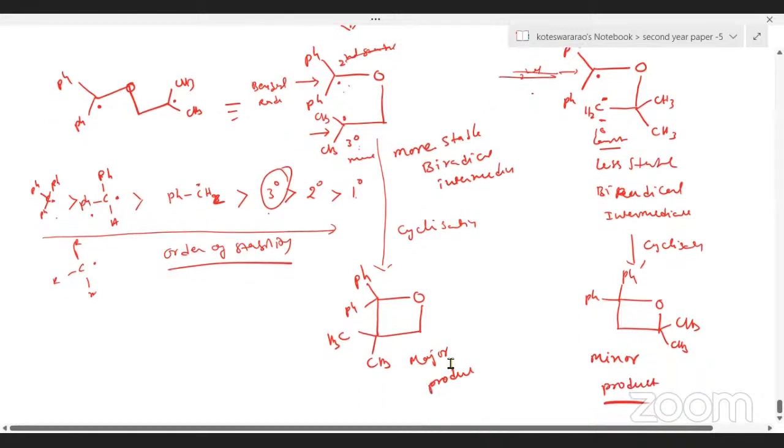The resulting diradical or biradical cyclizes to yield 2,2-diphenyl-3,3-dimethyl oxetane. This is the 2,2-diphenyl. The numbering starts from here. Its IUPAC name, with this numbering, is 2,2-diphenyl-3,3-dimethyl oxetane. This is the product.